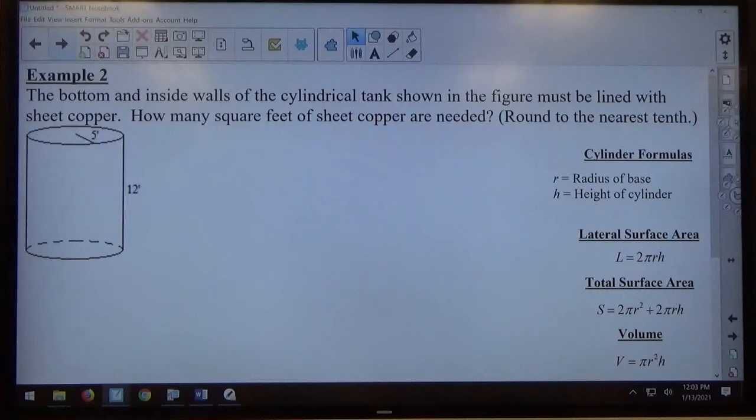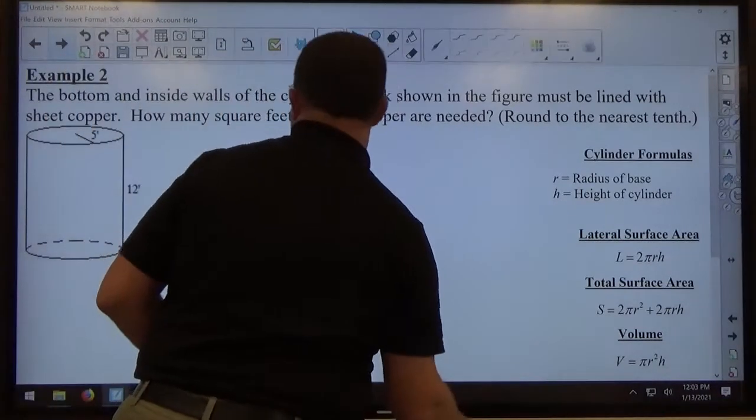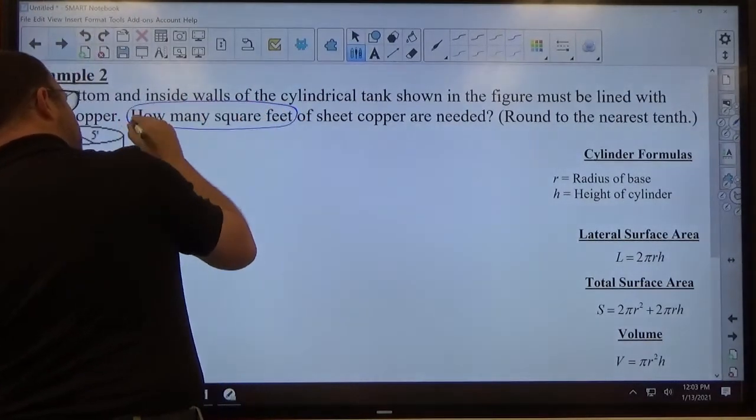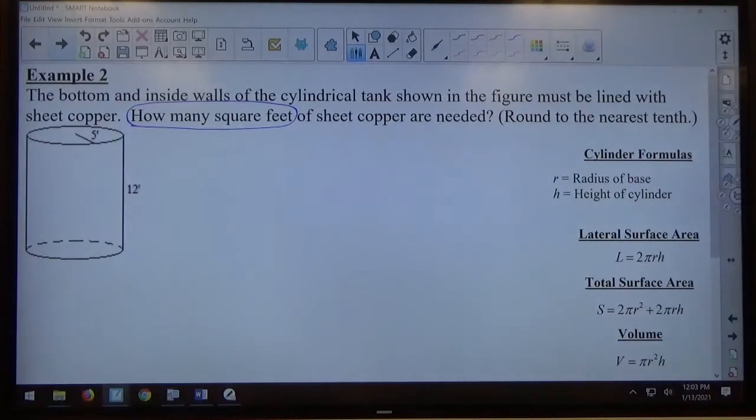Okay, for example 2, we have a word problem associated with the cylinder. It says the bottom and inside walls of the cylindrical tank shown in the figure must be lined with sheet copper. How many square feet of sheet copper are needed? So first off, interpreting the question, it says how many square feet. What type of thing are we trying to find here? Something about area, right?